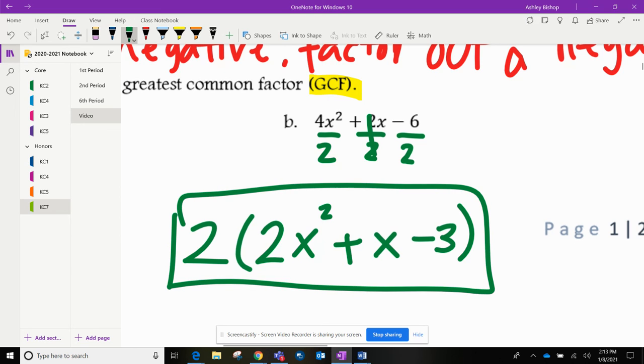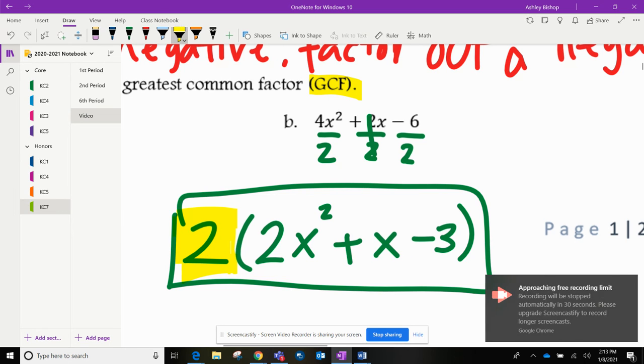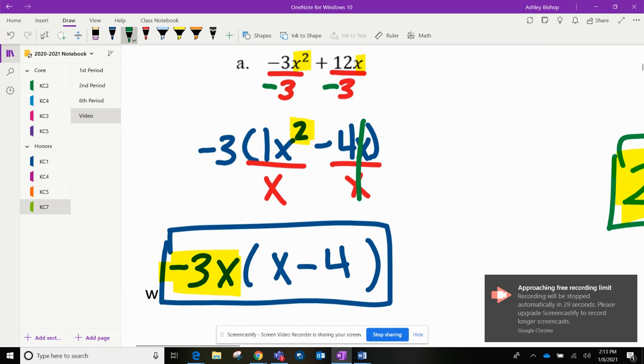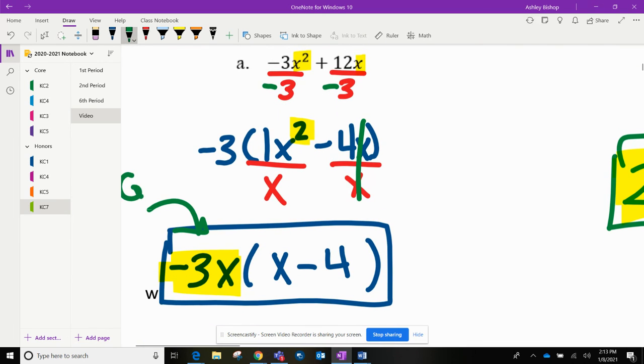My greatest common factor, though, is what's on the outside. My GCF is 2. What is the greatest common factor that goes into everything? It is 2. Over here, my greatest common factor was what's on the outside, so my GCF is -3x. If I was asked, I could take a -3x out of everything. Now you know everything you need to, so please be working on the Go formative and show all of your work. Let me know if you have any questions.